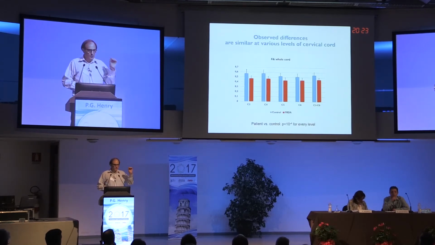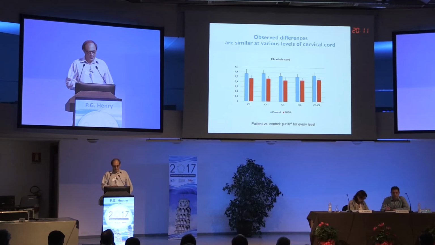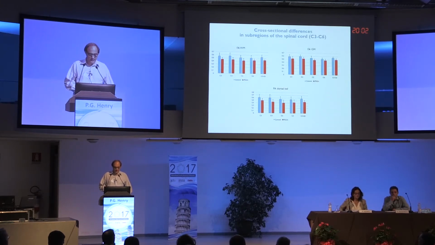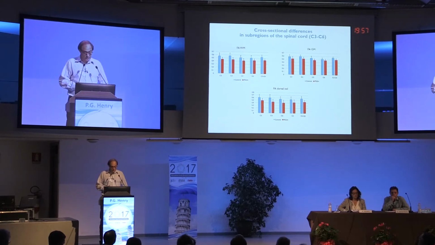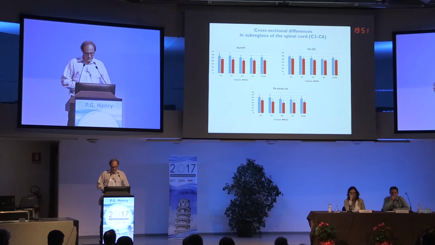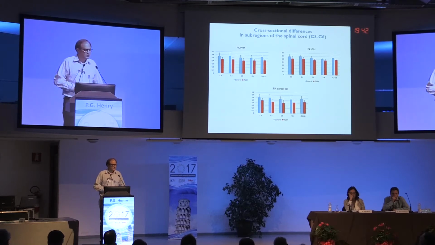The changes that we observed were also similar at different levels of the spinal cord. So if we look at C3, C4, C5, C6, you find similar differences between controls and patients, for example, and they are all statistically significant with a P lower than 10⁻⁴ at every level. And as I was telling you, we can look at different subregions of the spinal cord. So here we have FA in white matter, in gray matter, and in dorsal columns. And you can see the decrease in dorsal columns is larger, for example, than in gray matter, which is consistent with what we know of the disease.